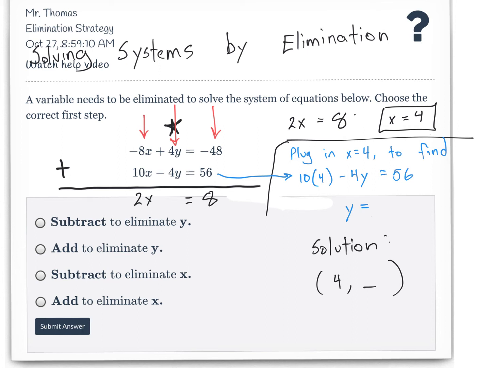In the end, you're going to have y equals, well, okay, I need to do that in my head. 10 times 4 is 40. Subtract it over there. Negative 4? Okay, and then divide by negative 4. 16 divided by negative 4.